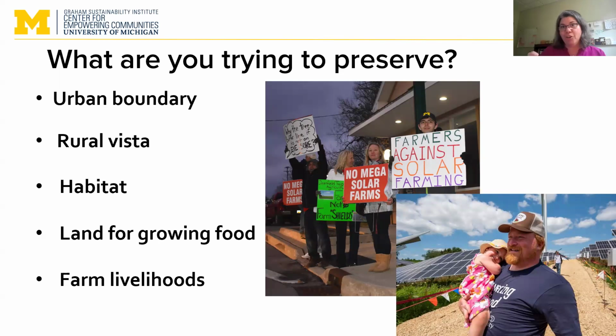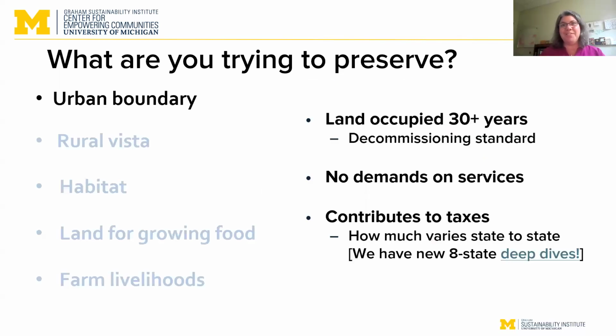If you have the planning school definition of farmland preservation and you're thinking about an urban boundary, solar on that property is occupying that land for 30 years. It's common to have a decommissioning standard. And so the idea is that those panels could be removed. You're not going to be building a residential development during the life of the project on that land. And so it could actually be holding firm that urban boundary.